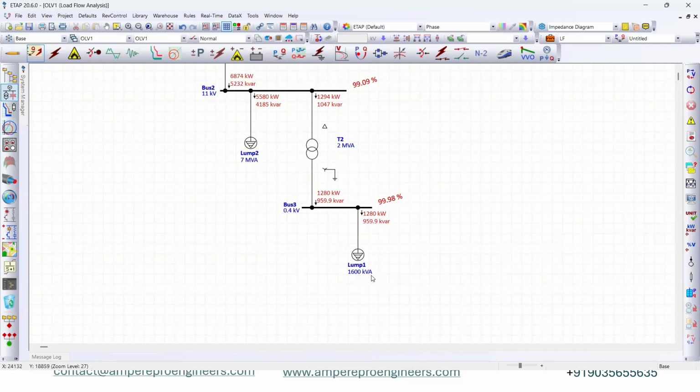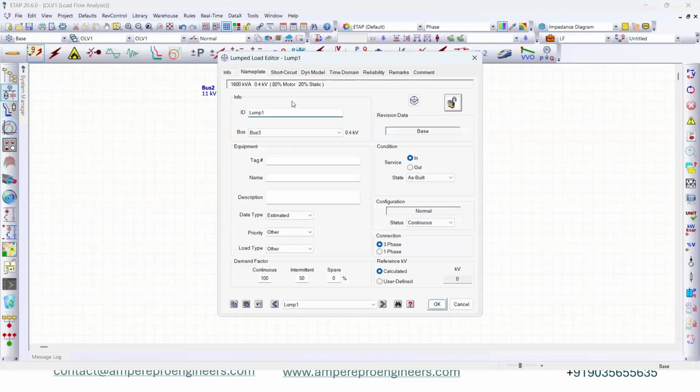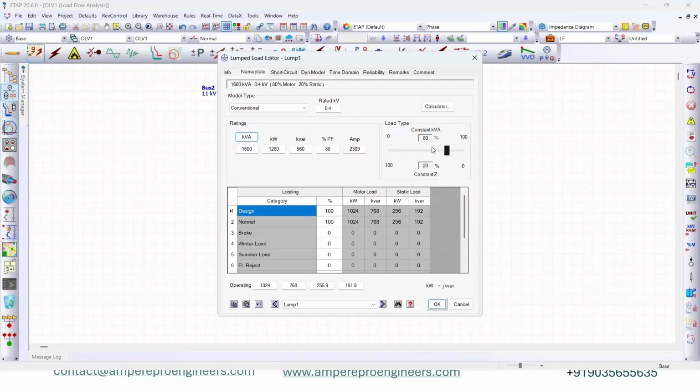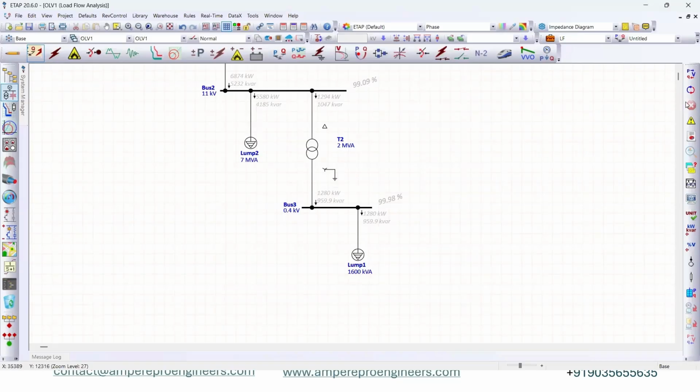considering the present situation, the active power it is drawing from the grid is 1280 kilowatt. And because of the total motor loads, we are also drawing a reactive power of 959.9 kVAR, right? Now, someone may ask why this 959.9 kVAR is coming? It is because of the motor load, 80 percent of that motor load. Let's try to see what happens now. So now I made this load 0. Let's see how much it is drawing.